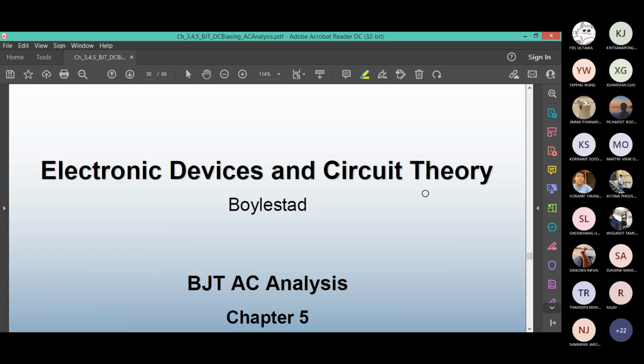Until now, we did DC analysis. We did not worry about capacitor and signal. Now you have to do AC analysis in a certain way. Capacitors you have to take into account. For DC, you have to kill the source. We'll study it in the next class.